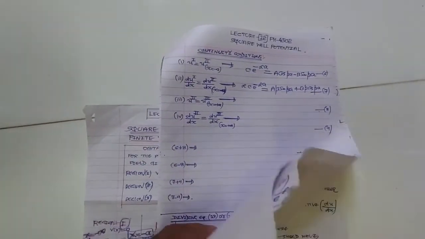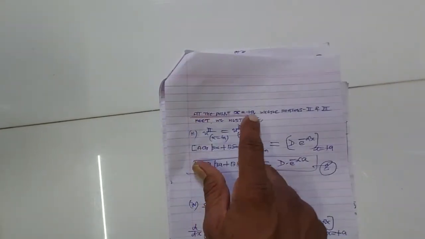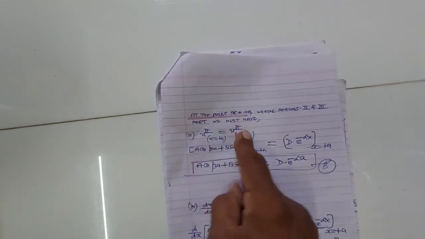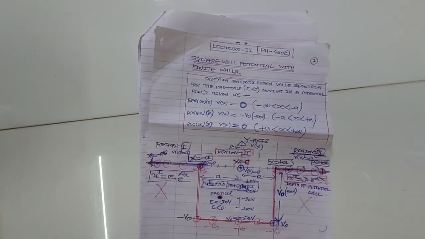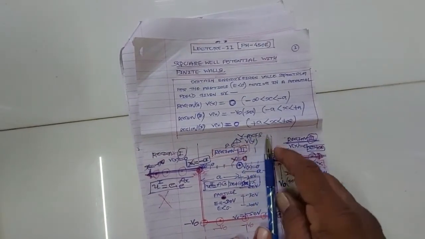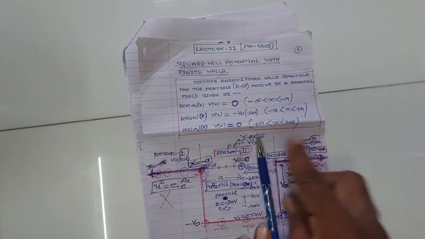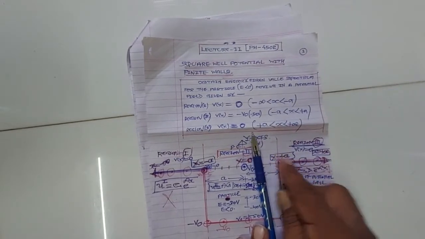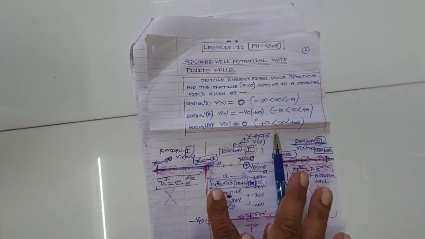Next, we have two more continuity conditions. At the point x is equal to plus a, region 2 and region 3 are meeting. So we have two continuity conditions: u2 is equal to u3 and du2 by dx is equal to du3 by dx. At the point x is equal to plus a, the left hand side is region 2 and the right hand side is region 3.